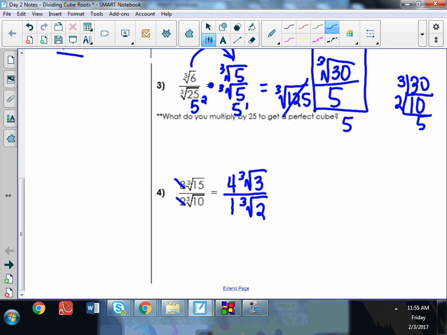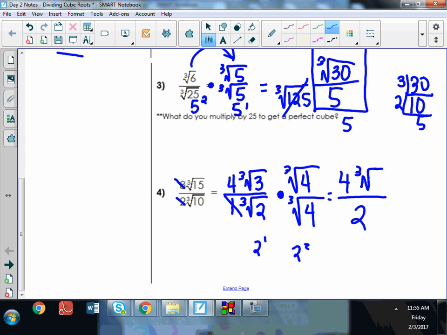I have to multiply because I want to rationalize the denominator. But what would you multiply by? The 1's gone. I have a 2. What do I need to multiply by to make it triple? I need 2 more 2's. This is 2 to the 1. I need 2 more 2's to make a triple, so this is a 4. Good. So up here, cubed root of 4. On the bottom, it's just going to be 2. And on the top, it's going to be 4 cubed roots of 12.